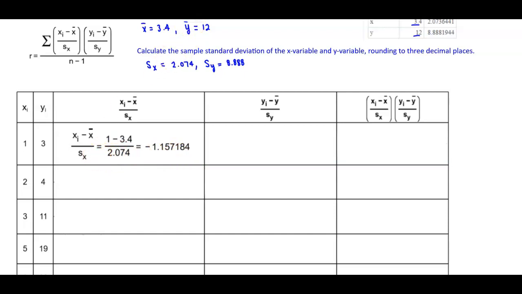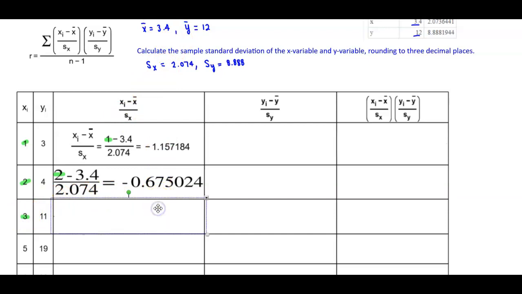Okay, let's do the same thing. So now what's going to happen, and I'll go ahead and use a highlighter here. We know that the value of x is 1, and then we'll subtract the sample mean and divide by the sample standard deviation. Now let's take a look at the next one. So what do we do here? Well, again, we're going to take the value of x, which is 2. So now it's going to be 2 minus the sample mean of 3.4 divided by 2.074, which gives us negative 0.675024.